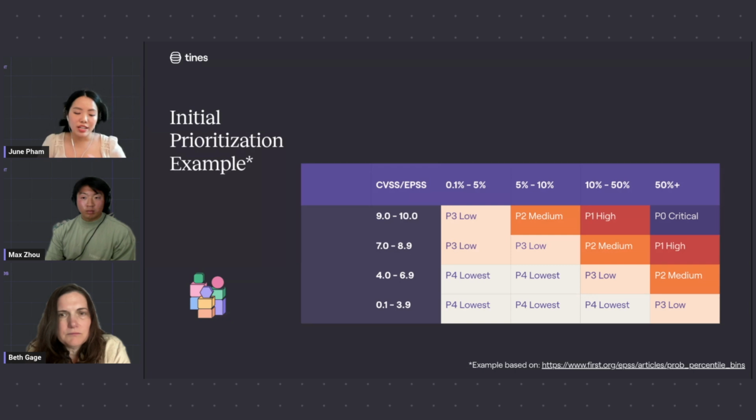So for example, in here, if the CVSS score is from 9 to 10, which means it is critical, and the EPSS, the likelihood of exploiting it, is more than 50%, and it is critical, then you might think, okay, this is really critical, it needs to be fixed as of today.